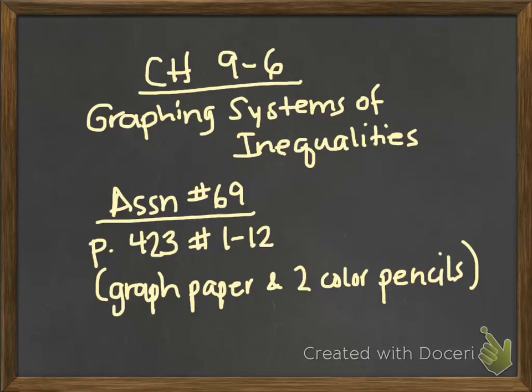Chapter 9-6 is Graphing Systems of Inequalities. Assignment number 69 was page 423, numbers 1 through 12, and you need to do this on graph paper with 2 color pencils.